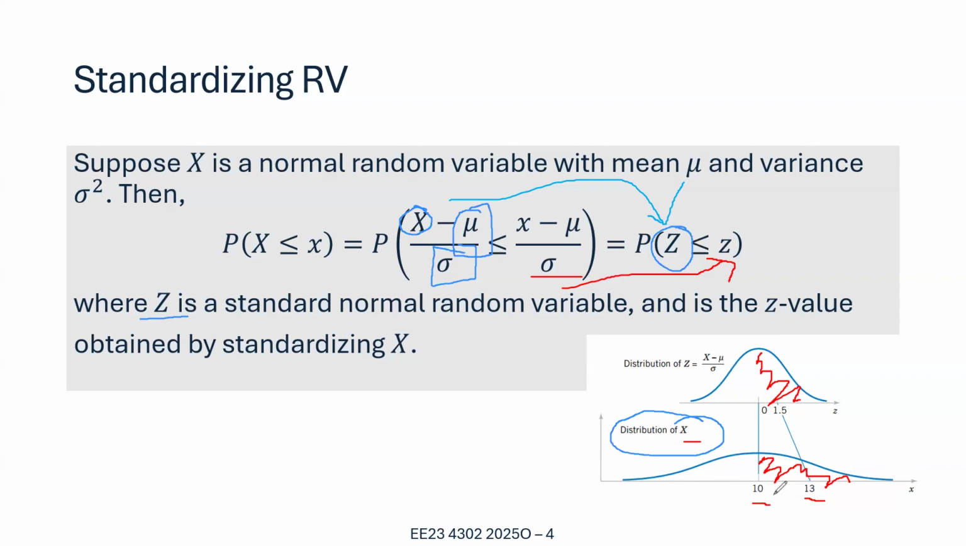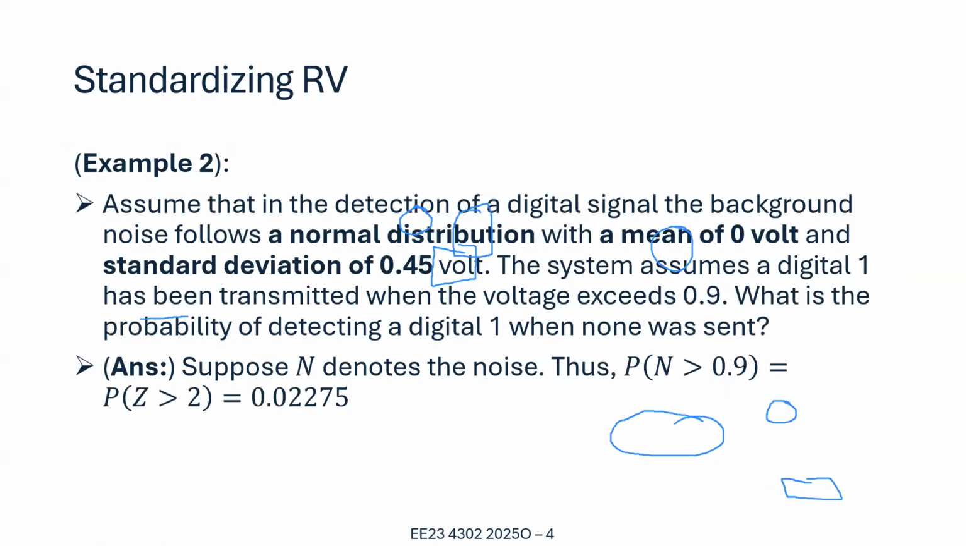So for the normal random variable that's not standard, we have a mean of 10, and here we want to see the point 13 goes to which point in the standard one. Here we see that the value 13 is equivalent to the value of 1.5 for the standard normal random variable.